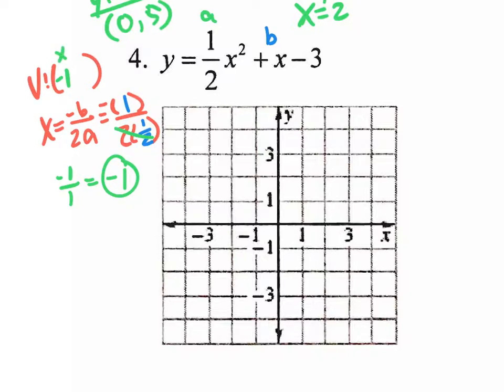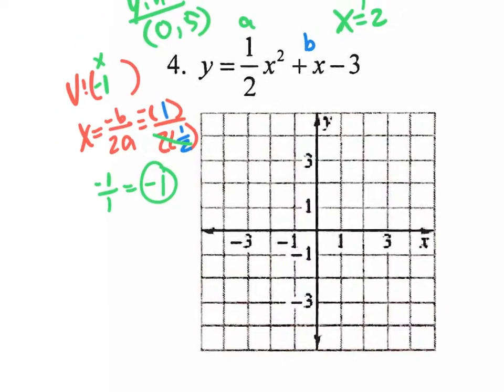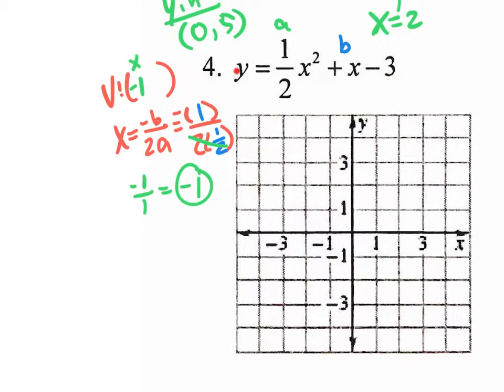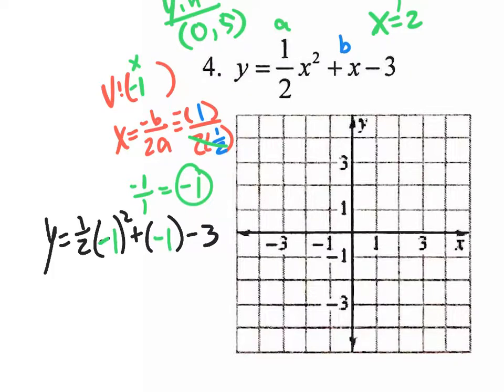If you want your y, simply plug it in. So I am going to rewrite this entire equation, but instead of x's, I'm going to put parentheses. So there it is. And let me plug in my x value of negative 1 into those parentheses. That's where the x's were, and we know that x is negative 1. Now let's do some math. Negative 1 squared, that's positive 1. Positive 1 times 1/2, that's simply 1/2. So I really have a 1/2 right here. And then plus a negative 1, and then minus 3.